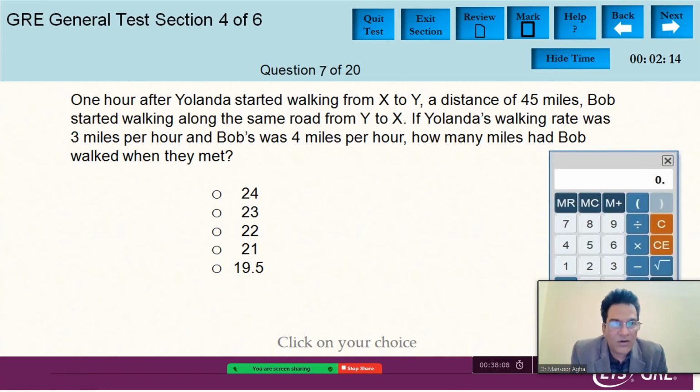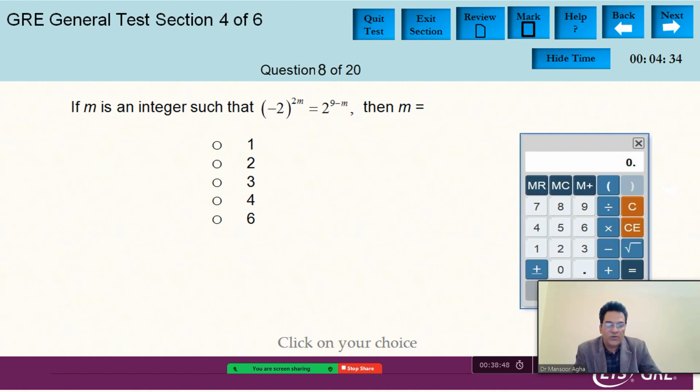This is another example of a question. Just look at another third question.